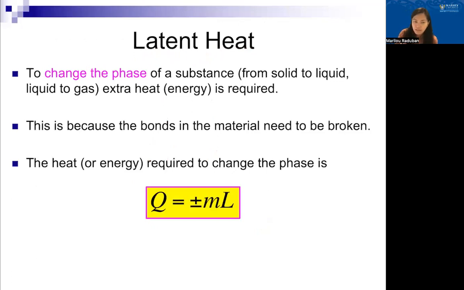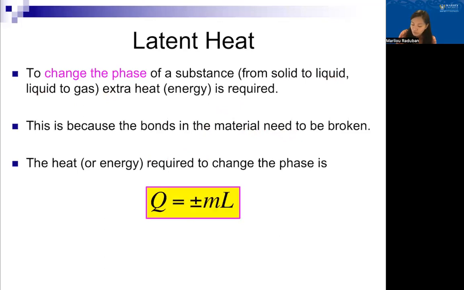But we've seen in the previous slide, talking about ice melting to liquid and liquid turning into gas, that when a material changes phase, extra heat or extra energy is required to break the bonds of the material. So when you melt ice to water, you're going from solid to liquid, you need extra heat in order to melt the ice. And likewise, if you boil water, changing liquid to gas, you'll also need extra heat or extra energy to accomplish that boiling process.